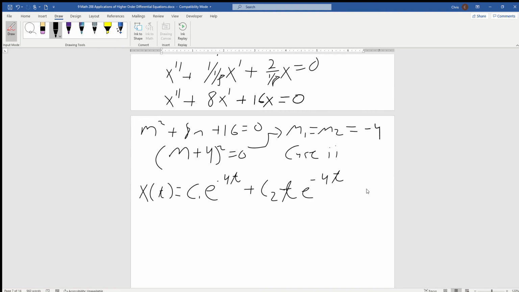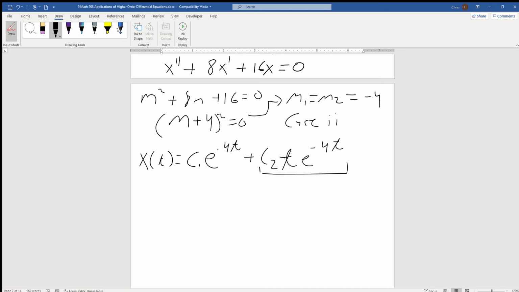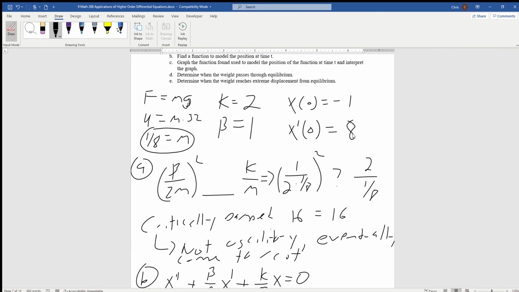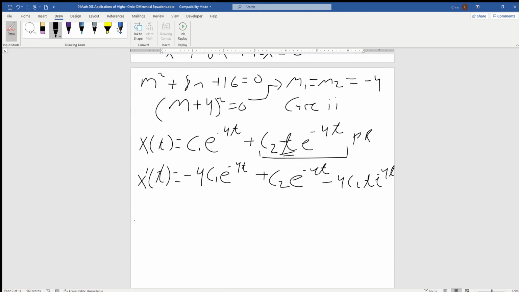We're going to find the derivative, and we have to use a product rule on this one. So x prime of t is equal to, by chain rule, negative 4c1 e to the minus 4t, plus, derivative of t is 1, so that's c2 e to the minus 4t, and then the derivative of e to the minus 4t gives that negative 4, so we get minus 4c2 t e to the minus 4t. Now we can substitute the initial values back in, negative 1 and 8, respectively.